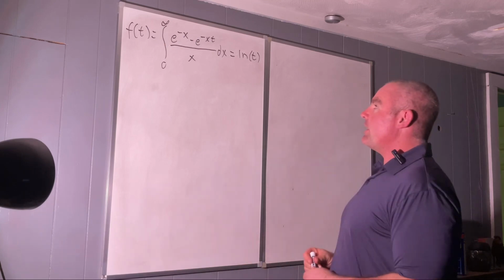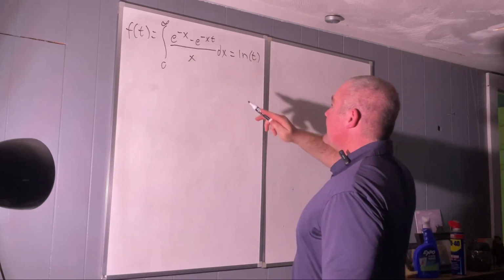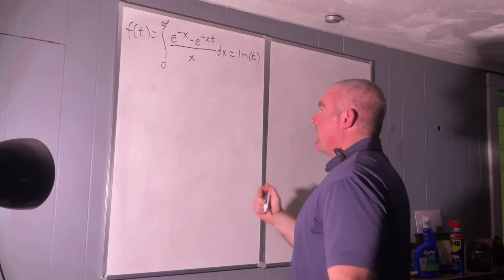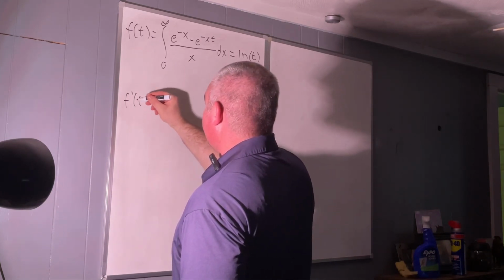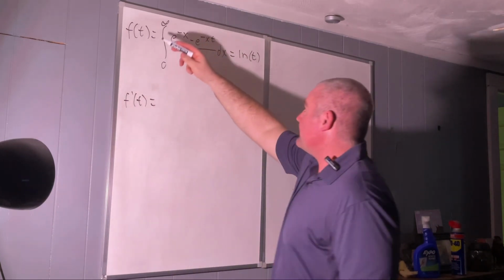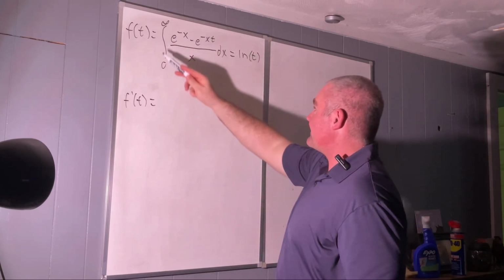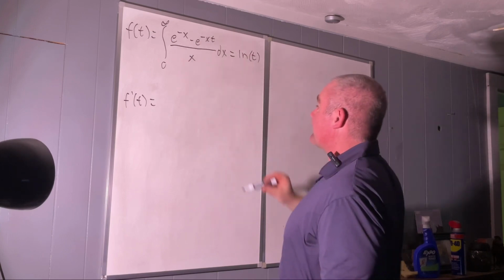This is going to be pretty quick, but here we go. So this is a function of t, so we can take a derivative with respect to t of f of t just by calling it f prime of t. And then using the Leibniz rule for differentiation under the integral sign, we can take a derivative of this entire integral by taking the derivative with respect to t of the integrand.